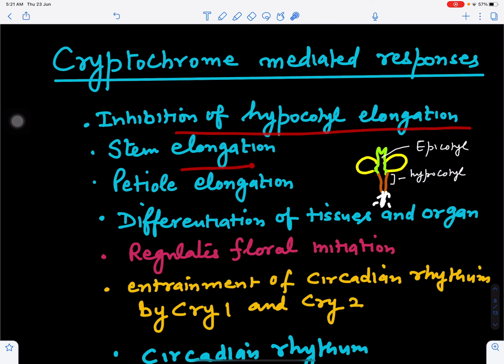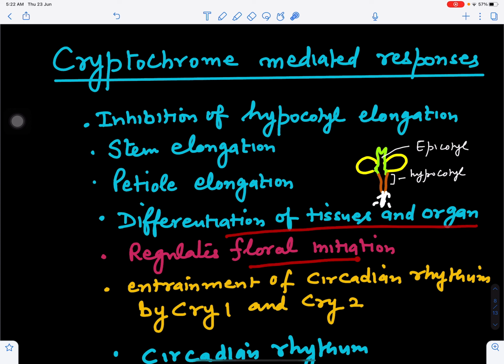This also controls stem elongation. This reduces stem elongation. Petiole elongation, because when leaves become sturdy and expanded, this helps in petiole elongation. And this also helps in differentiation of tissues and organs. Like first, when embryo development is taking place, all the cells are of the same type. They have to develop into various organs. Like if we talk about vascular tissue only, they can develop into xylem and phloem. Or if we talk about mesophyll tissue, this will develop into palisade and spongy tissue. So this controls differentiation of tissues and organs.